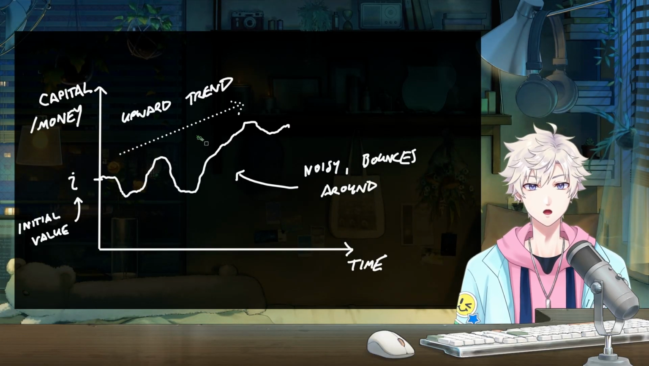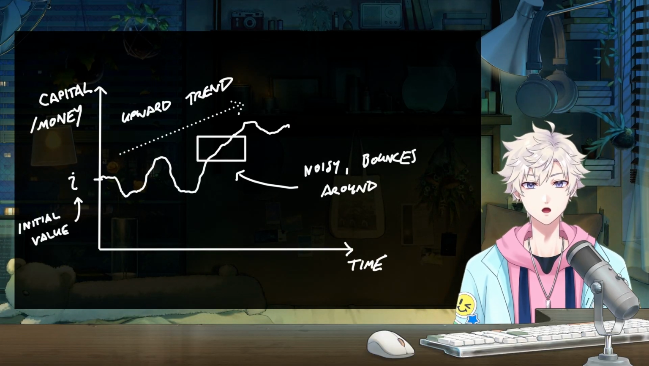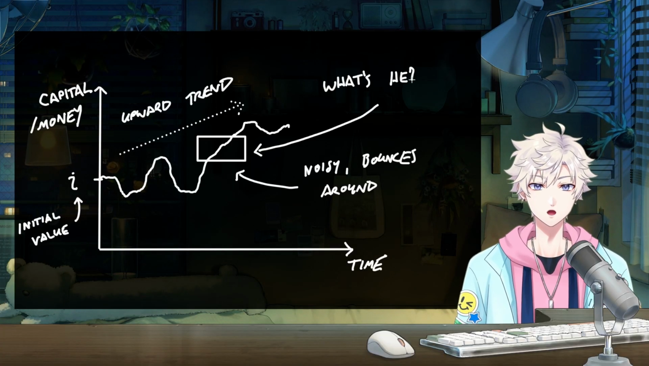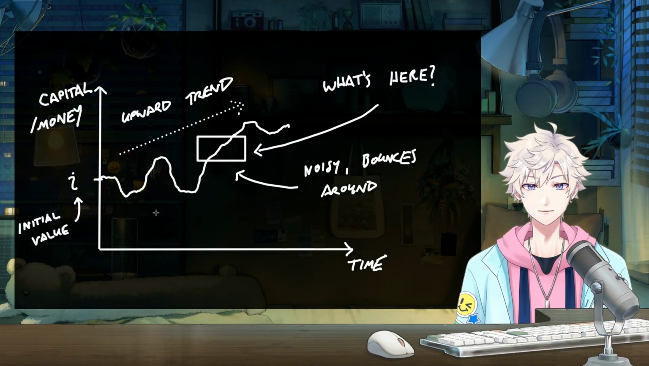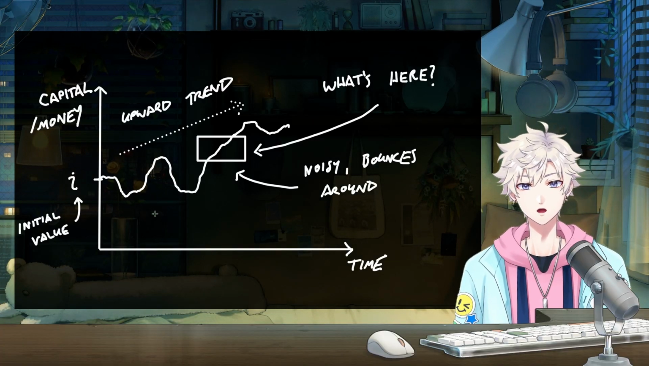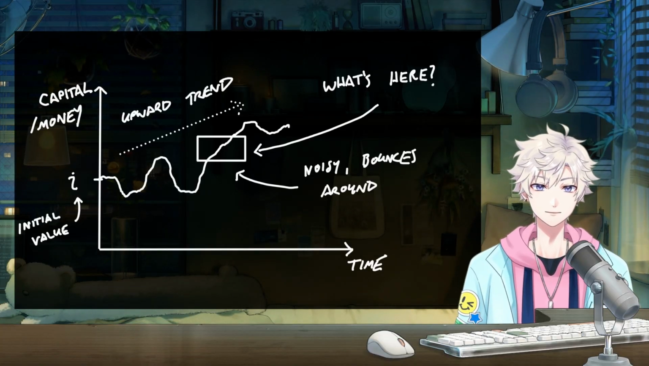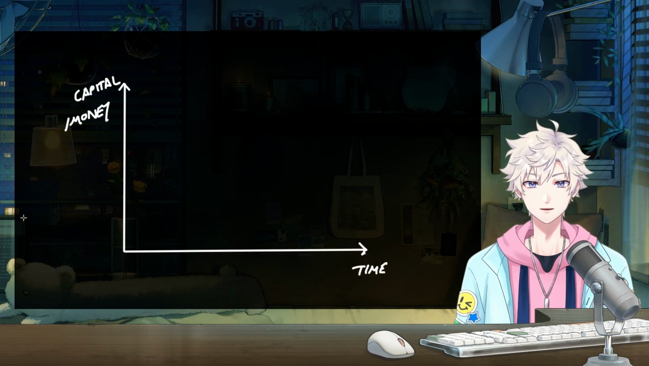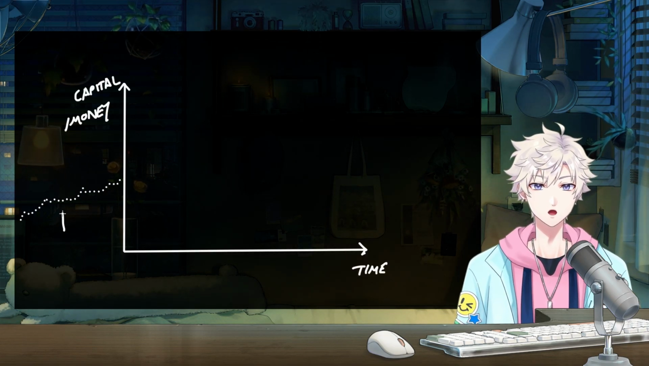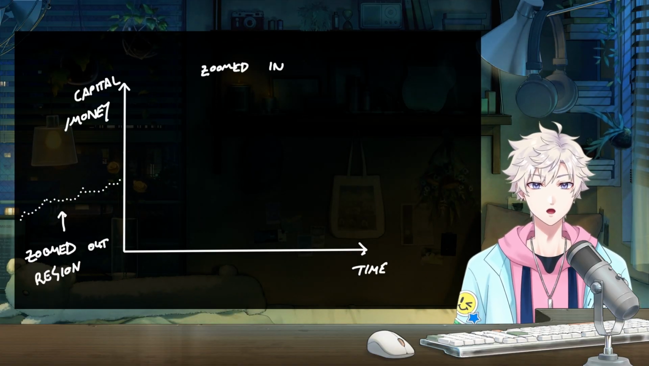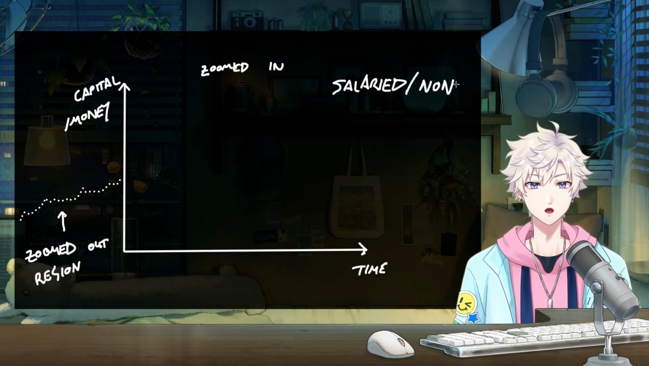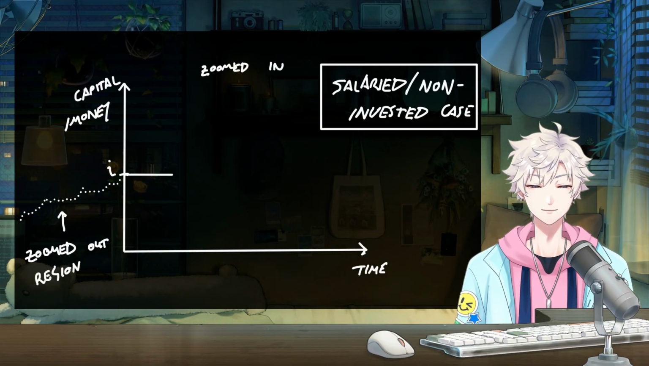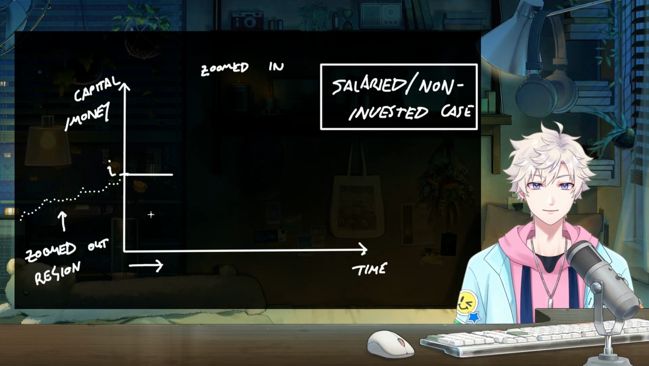What I want to focus on today is specifically what happens when you zoom in and what's the behavior of this line, especially for the case of a non-invested or salaried person, to contrast that case with invested cases or more complex cases later. All right, so here we've got the graph again. We are coming in from the zoomed out region that bounces around, that looks really noisy. And we're going to zoom in all the way until we can see exactly what that line is doing. So if we zoom all the way in, its initial behavior is that it stays constant.